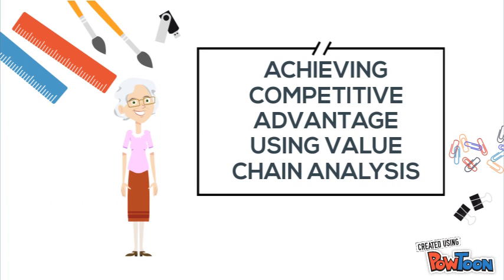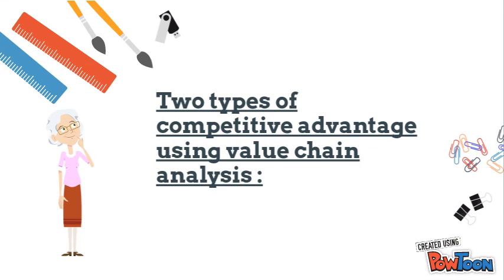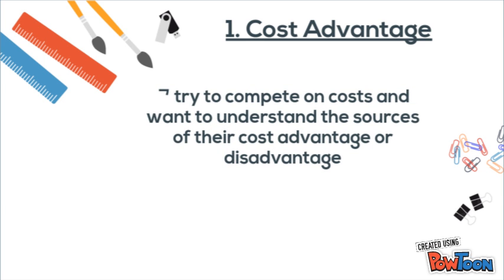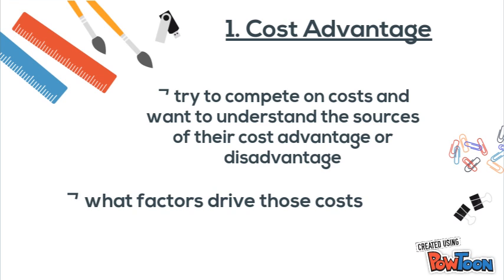Achieving competitive advantage using value chain analysis. There are two types of competitive advantage that can be achieved using value chain analysis. First, cost advantage. This approach is used when organizations try to compete on cost and want to understand the sources of their cost advantage or disadvantage, and what factors drive those costs.